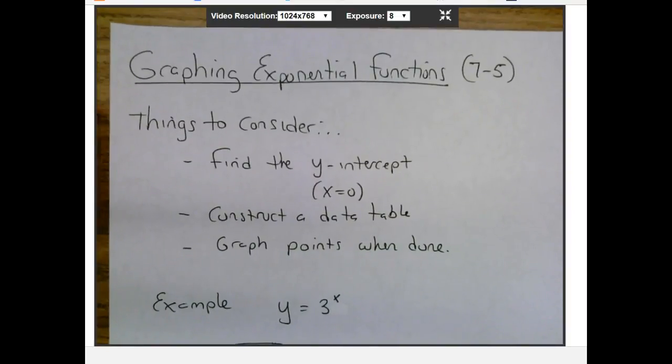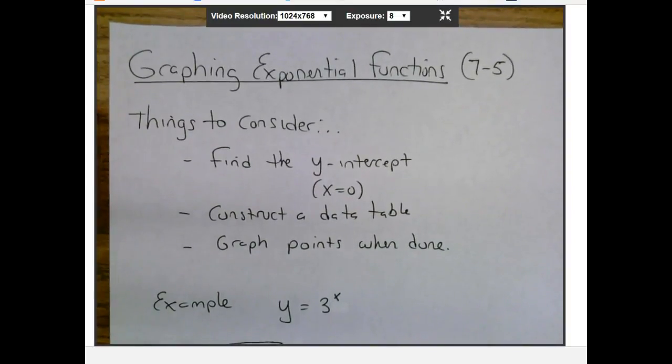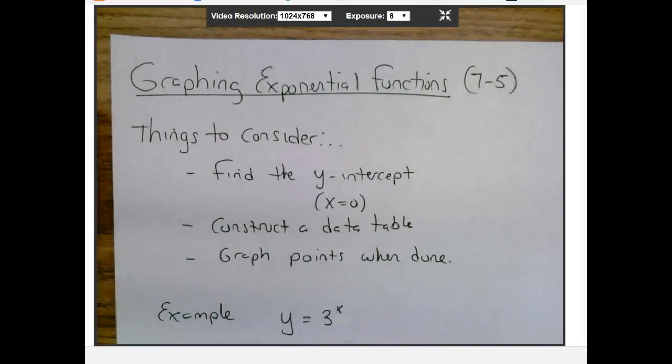Okay, so this is going to be our next notes. You need to watch the exponential function notes, and then you'll be ready for this. They're not very long, so if you haven't watched them, go watch them first, and then you can start watching these notes. So here we're going to look at graphing exponential functions.